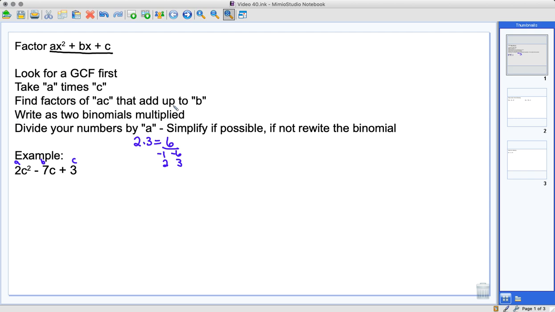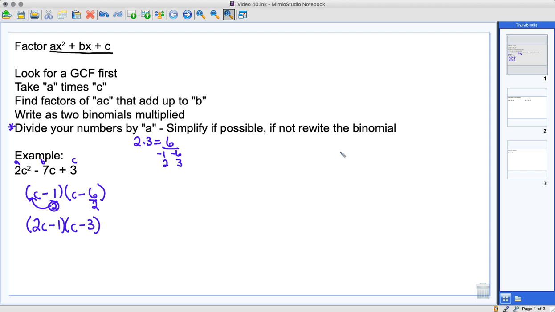So then we're going to write as two binomials just like we did on the last section. So we're going to have c minus 1 and c minus 6. Here's the big new piece. Now you're going to take your A number, so that would be in our case 2. We're going to divide both of these numbers by 2. Okay. So it says simplify if possible. So 1 divided by 2 is not a whole number. Okay, so what I'm going to do is I'm going to take the 2, put it out in front of the c. So you're going to have 2c minus 1. 6 divided by 2 is a whole number, so we are going to simplify that one to c minus 3.